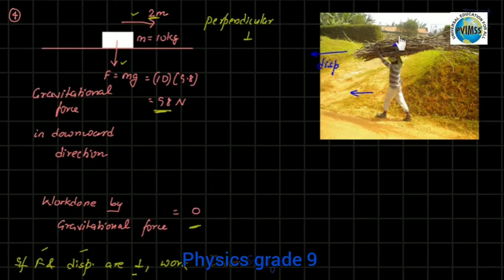Okay students, what will be the work done? The direction of force on the stuff is upward, because the person is applying the force in the upward direction to hold that stuff. Now tell me students, what will the work done be in this condition? Work done will be 0. Why? Because displacement is in the forward direction and force is in the upward direction. So they are perpendicular to each other, and that's why work done is 0.